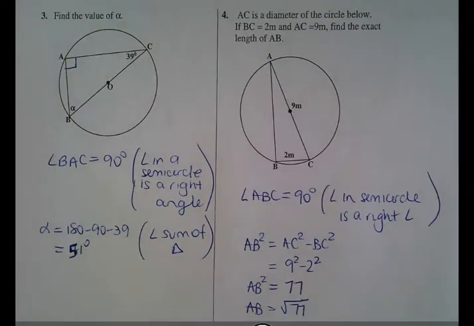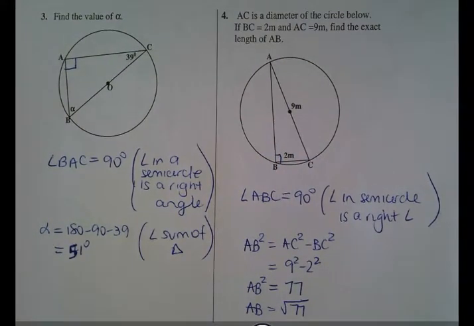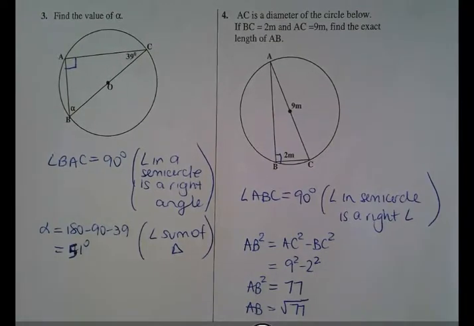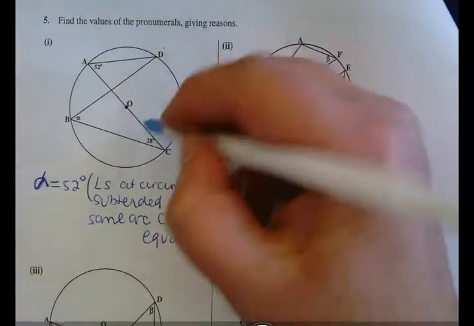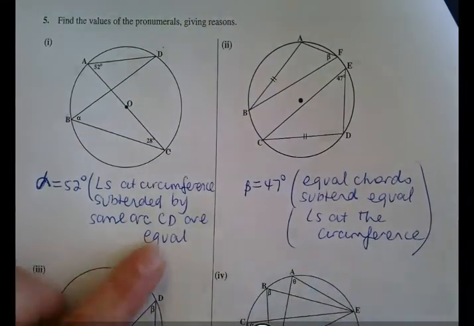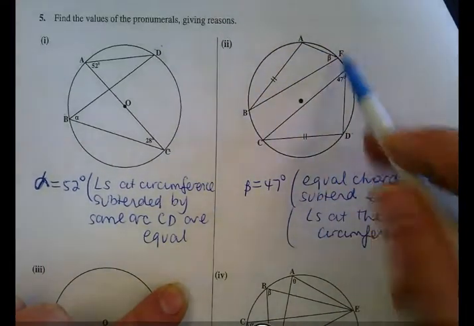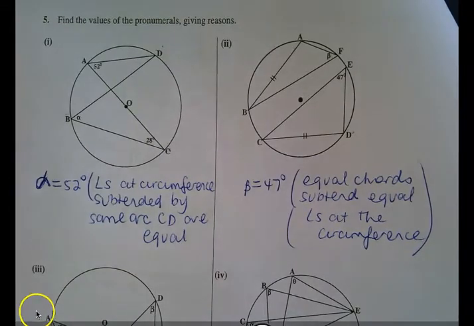Question 4, angle ABC is a right angle, and therefore you can now apply Pythagoras' theorem, okay? And you'll get root 77. Answers now, alpha is 52. You can see your equal angles at the circumference subtended by the same arc CD are equal. And here we've got our equal chords. Beta is 47, subtend equal angles at the circumference.